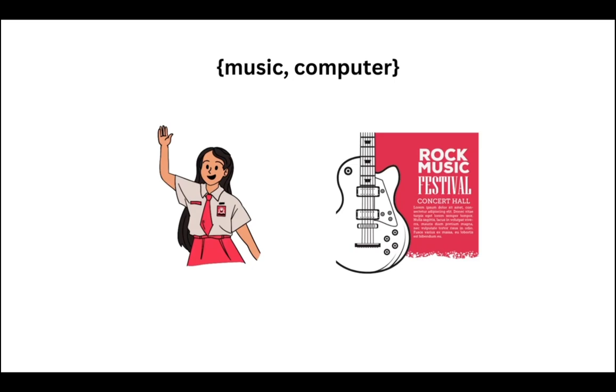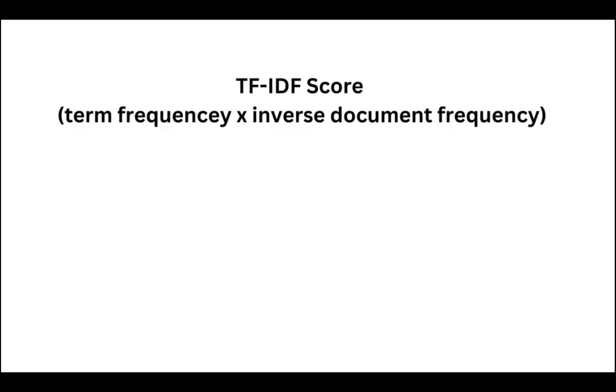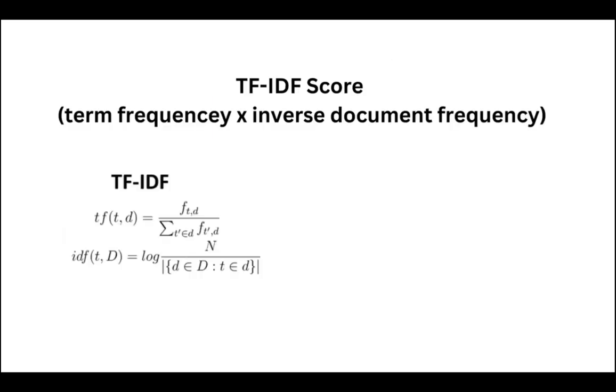Here's how it works. Imagine you had a set of two words, music and computer. Take a student at CSUN and a flyer for an event on campus. We want to know how important are these words to the student and to the event flyer. We can use something called a TF-IDF score. All you really need to know about this is it's some scary looking math, but it tells us how important is a word to an event flyer.